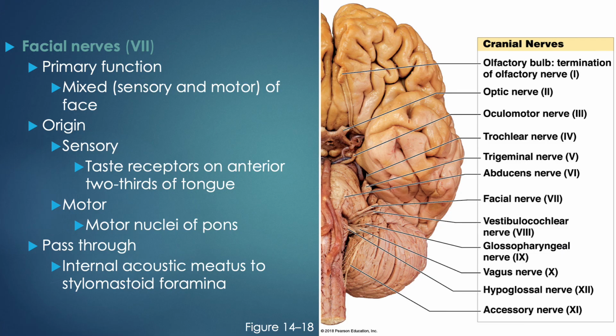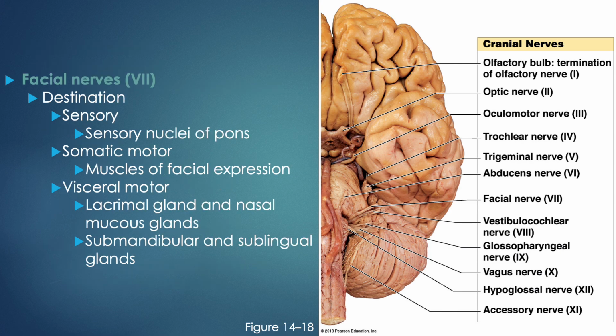The primary function of the facial nerves, which is cranial nerve 7, is mixed, so it's both sensory and motor. So it originates, for the sensory purposes, on taste receptors on the anterior two-thirds of your tongue, and the motor aspect is going to originate on the motor nuclei of the pons. So this passes through the internal acoustic meatus to the stylomastoid foramina.